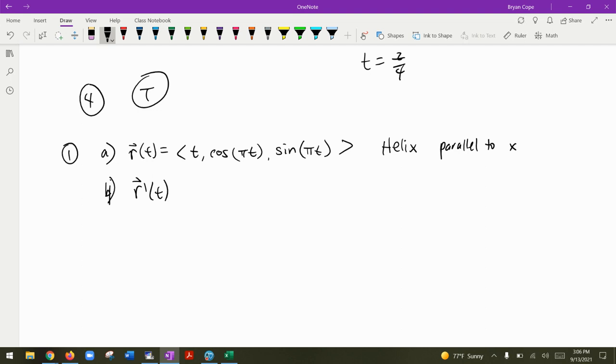Okay, Eric, can you take the derivative of each component for me? Okay, so the x would be 1, and then negative sine of pi t over pi. Nope, times pi. Times pi. Yep, right, that's the chain rule. And then it's the pi cosine of pi t. Good job. Pi cosine of pi t.